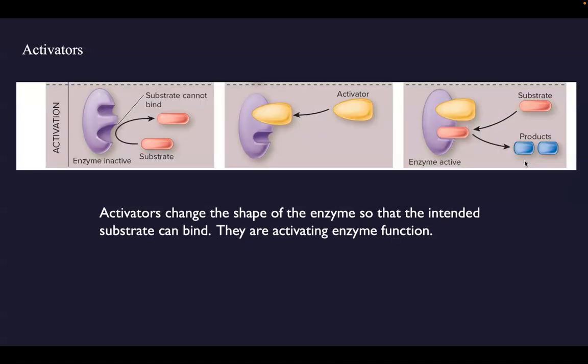Activators are the opposite. That means if this enzyme is in its natural shape, a substrate is not able to bind to it. It's like, oh, that's not the right shape. But we bring an activator in as a signal molecule, it binds to the enzyme, and suddenly it reshapes so that now it's the perfect size for the substrate. This is an activator. They're activating enzyme function.